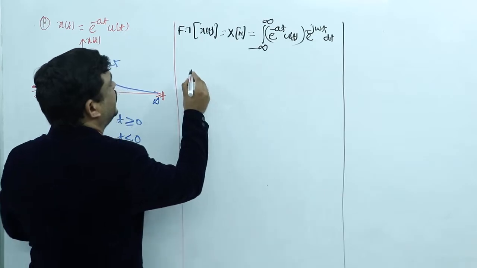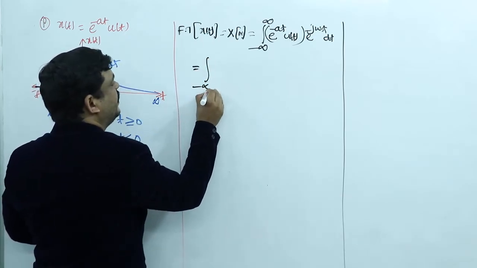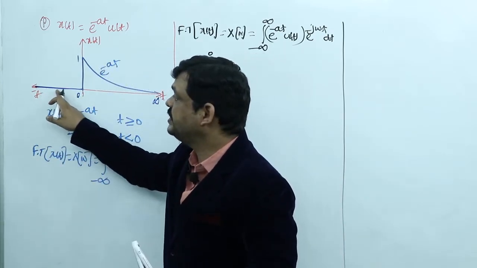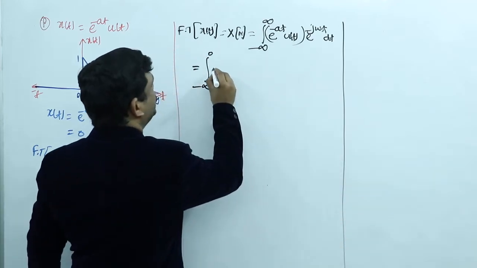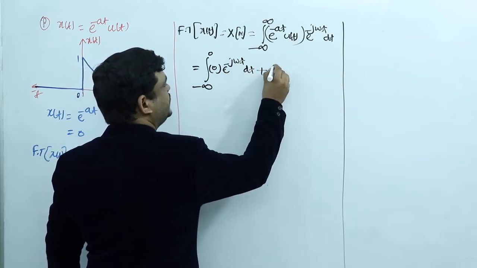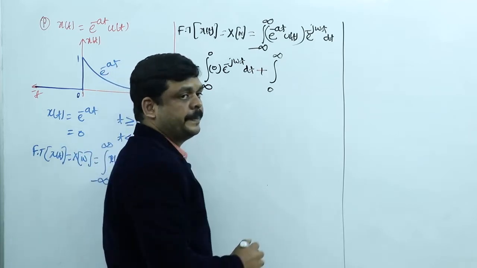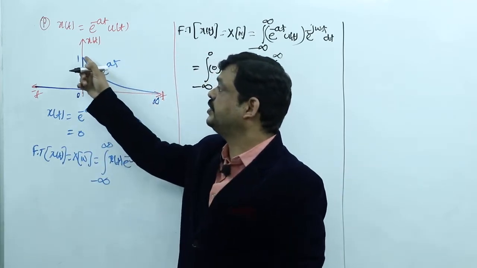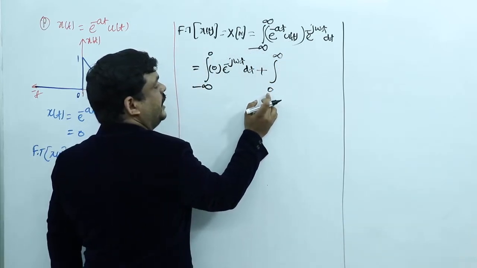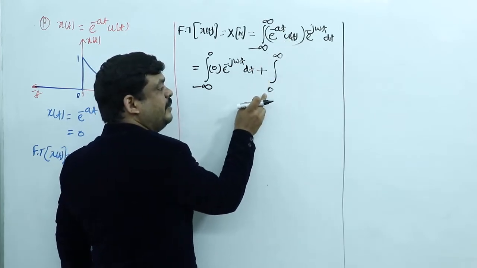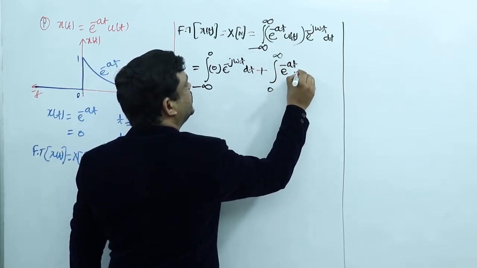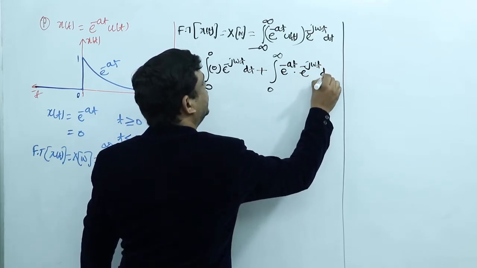Now the complete function I am dividing into two parts. Integration from minus infinity to 0, how is the function? 0. So function is not defined. So 0 into e to the power of minus j omega t dt plus integration from 0 to infinity. How is the function? e to the power of minus at. Don't write u of t because here we have directly applied 0 to infinity. U of t meaning is time limits are from 0 to infinity. That's why you have to write only the function e to the power of minus at into e to the power of minus j omega t dt.